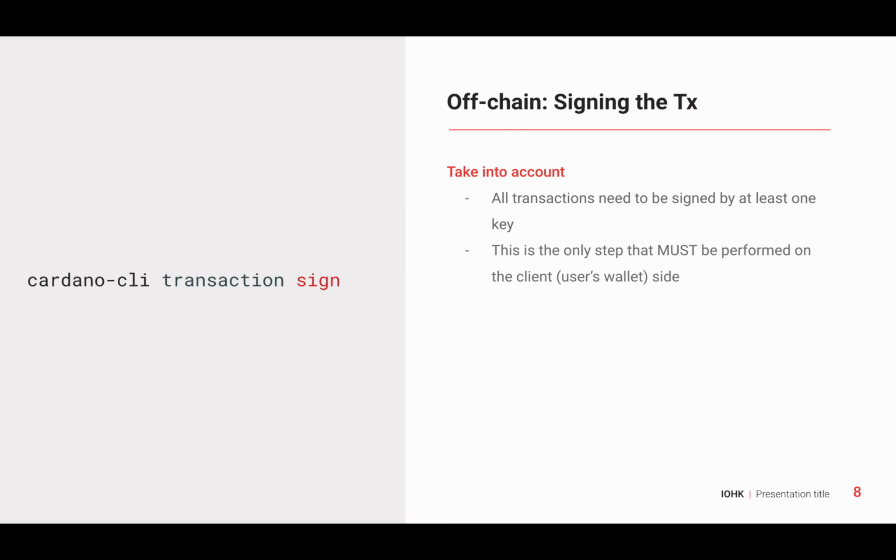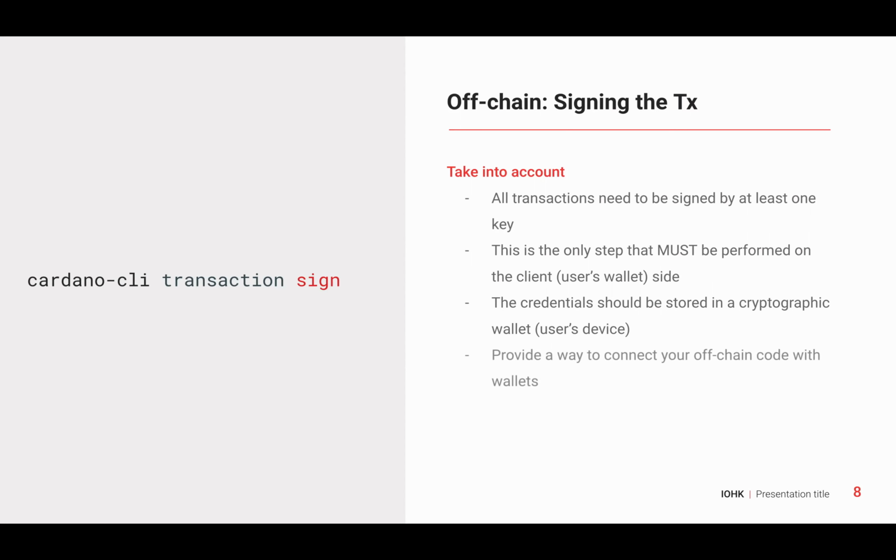We could have done all previous steps on the user's device or our own servers or at a service provider server. But the user's credentials should be stored locally under the user's control and in a cryptographic wallet like Nami, Eternl, Lace, etc. You will have to provide a way to connect your off-chain code with those wallets to allow the user to sign the transaction.